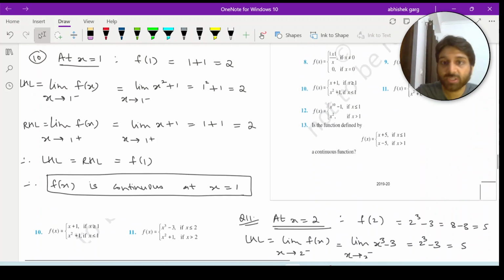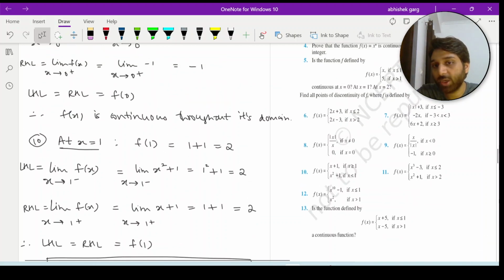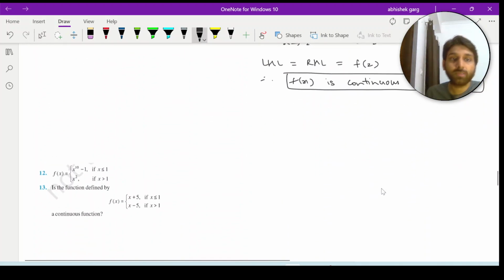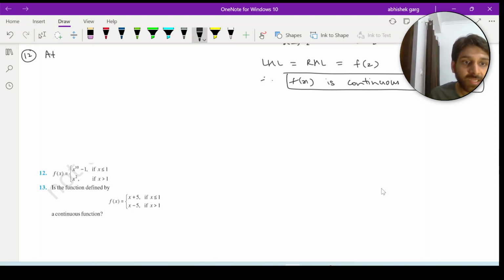Now let us look at question number 12. Question number 12 is also based on similar lines. Where do we check the continuity of this function? At x equal to 1, because the function is changing its behavior at x equal to 1. All right, so let us solve question number 12 now. We'll write at x equal to 1.